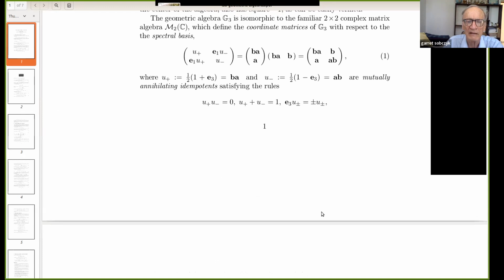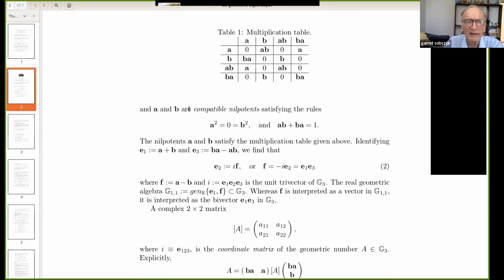Okay, I'll show you in a minute. Here I call A and B compatible nilpotents because they satisfy the rules. Well, they're nilpotents because A squared equals 0, which is equal to B squared. And we say they're compatible nilpotents because if you sum them, AB plus BA, you get 1. In a certain sense, that's like a duality statement. It's a way of writing a duality, but it's quite a little bit different than the usual form of duality because we're considering A and B as elements of the geometric algebra.